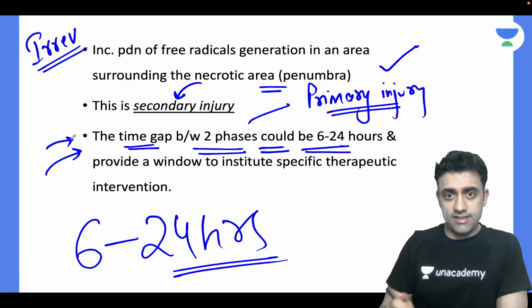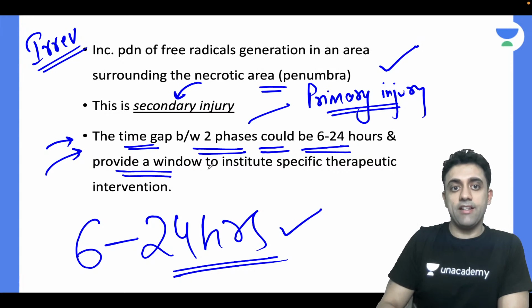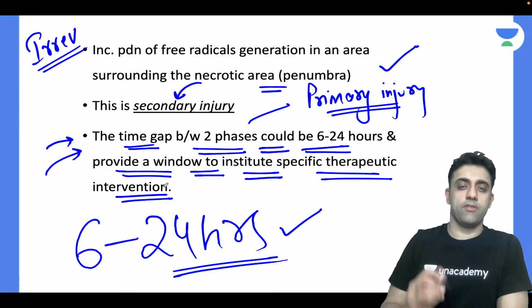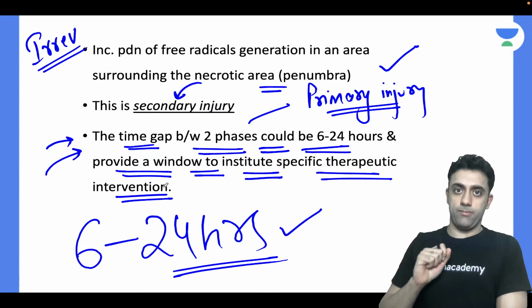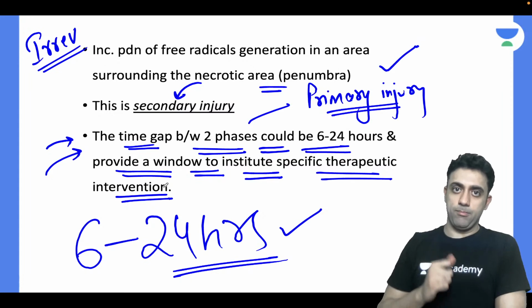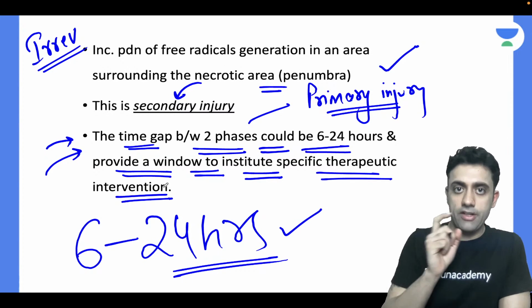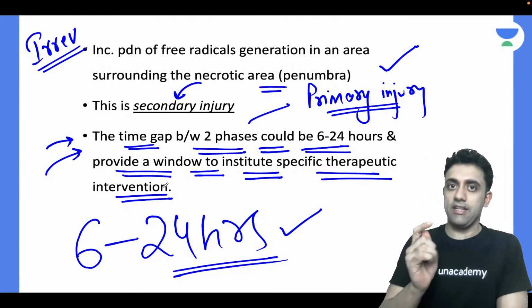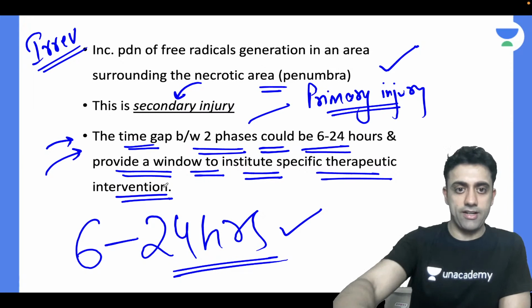So I'll repeat again, we have primary energy failure and secondary energy failure, and the time gap between the two phases could be 6 to 24 hours, and that provides a window to institute specific therapeutic intervention. In simple English words, you can prevent the damage to the baby. You can help the baby. If you understood the window period between primary and secondary injury, in that area you can do a reversible. The damage will be reversible. That's what it's trying to say.